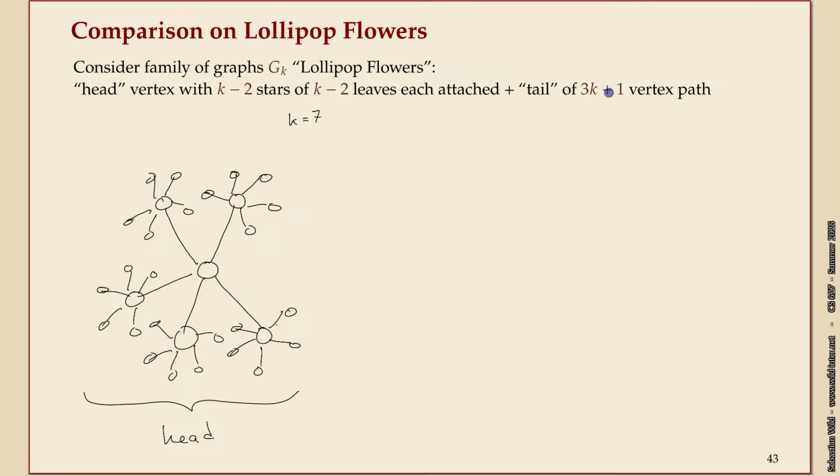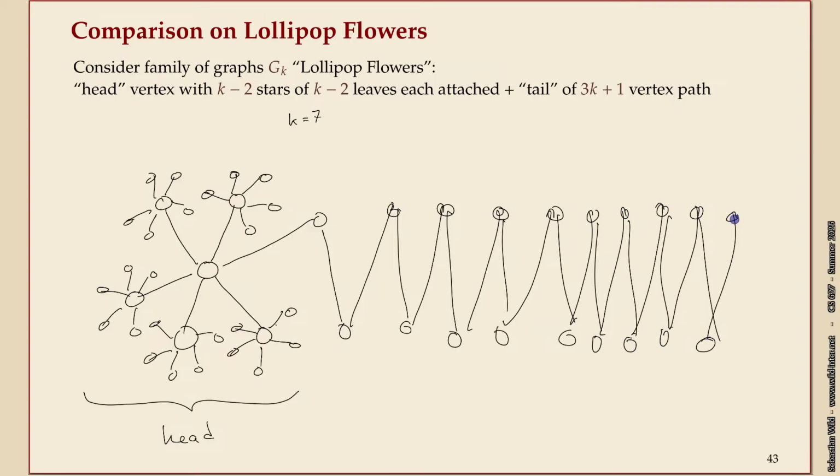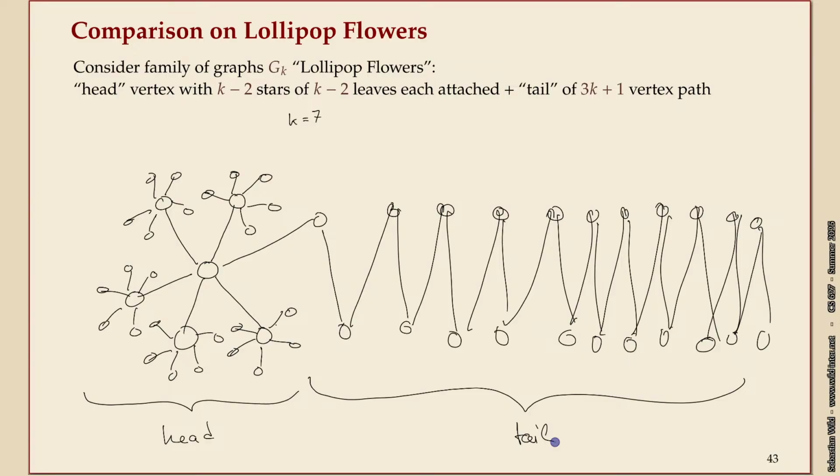And then we attach a tail of 3k plus 1 vertices, so 22. Oh my god, what did I sign up for here? So 1, 2, 3, 4, 5, 6, 7, 8, 9, 10, 11, 12, 13, 14, 15, 16, 17, 18, 19, 20, 21, 22. Okay, got it. This is the tail. Okay, imagine what the graph looks like.